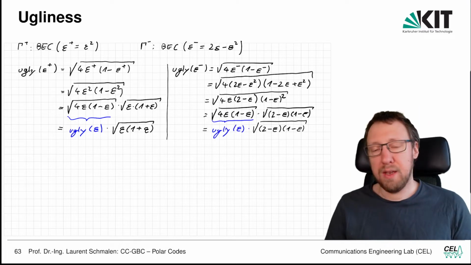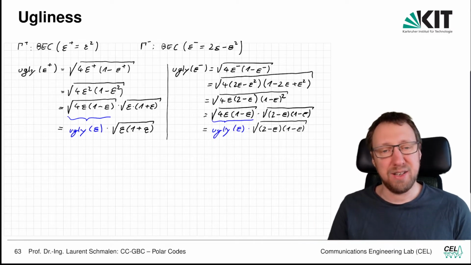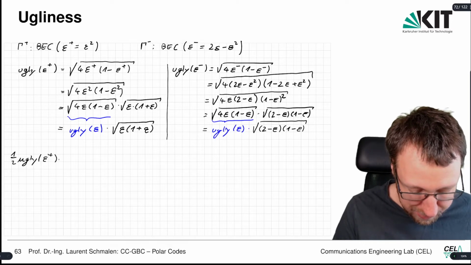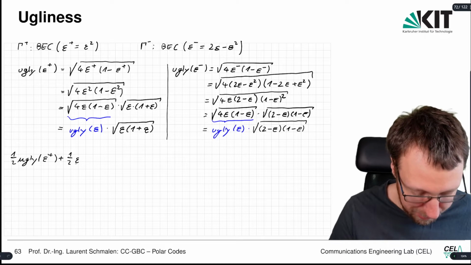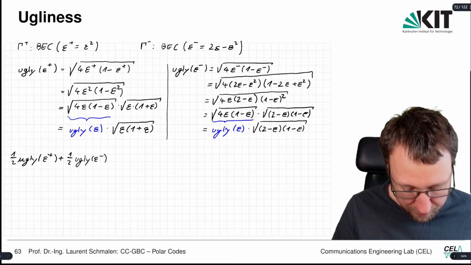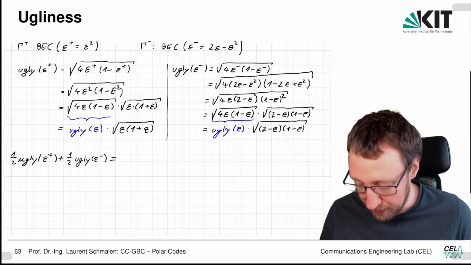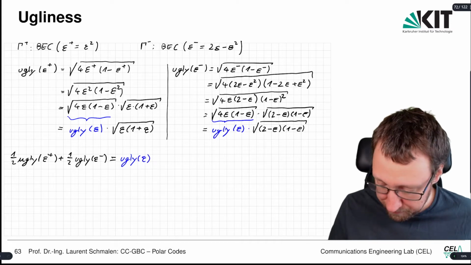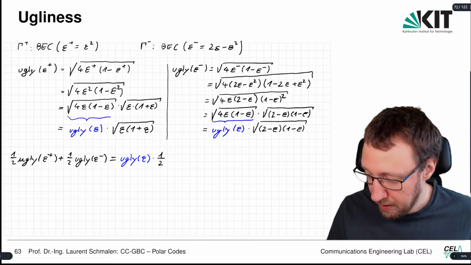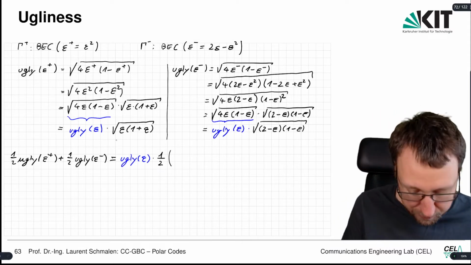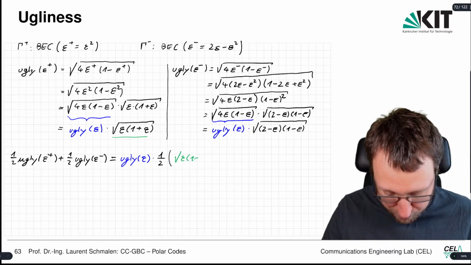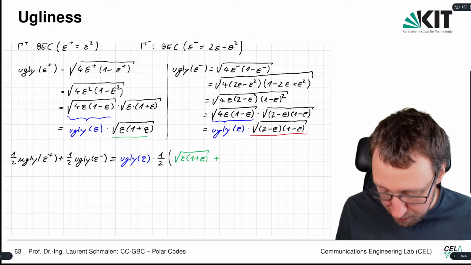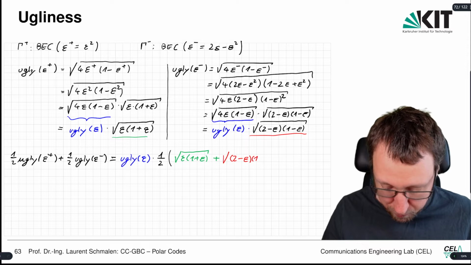Now we take the average of the uglinesses of the two new channels. So we calculate 1/2 times the ugliness of epsilon plus 1/2 times the ugliness of epsilon minus. Then in both cases we can factor out the ugliness of epsilon, so this is equal to the ugliness of epsilon times 1/2 times two factors. The first one is the square root of epsilon times 1 plus epsilon. We add the second term, which is the square root of 2 minus epsilon times 1 minus epsilon.